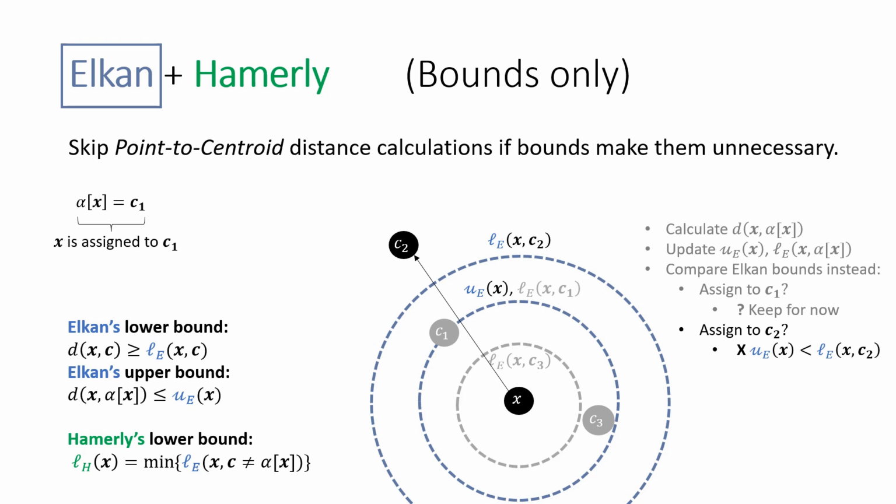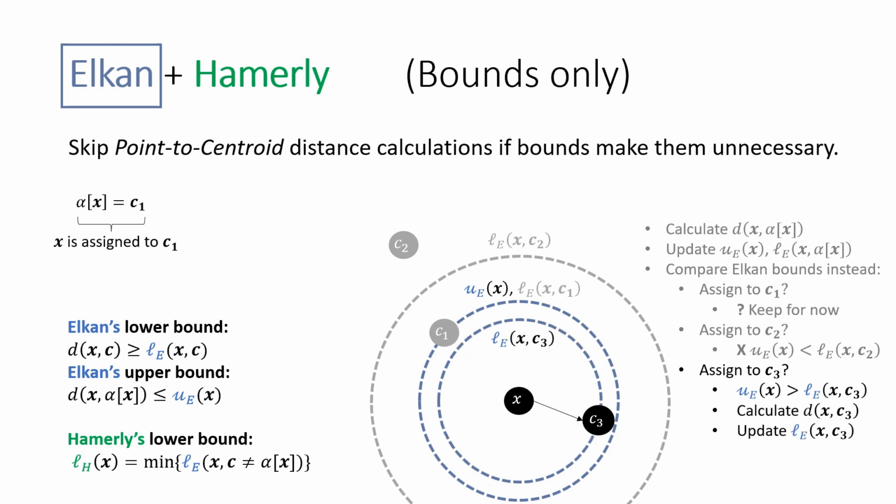Finally, we can compare to the last centroid, centroid 3, where we can see that the upper bound is now lower than the lower bound for the distance to centroid 3. Hence we have to investigate further. So we calculate the full distance, and then we update the lower bound and check again if it is still lower, and if it's still lower, then we assign to that one instead.